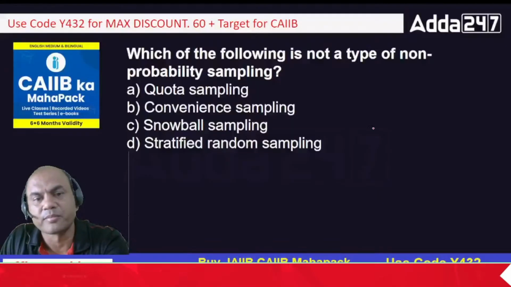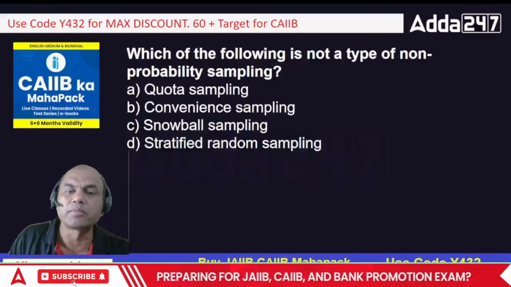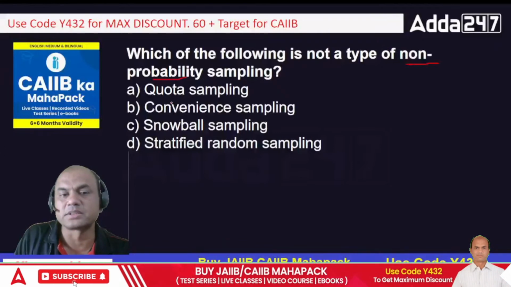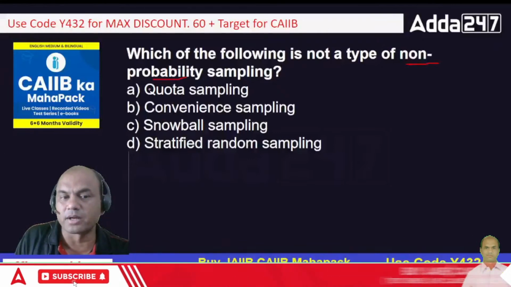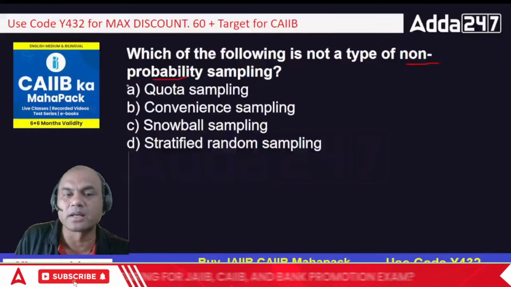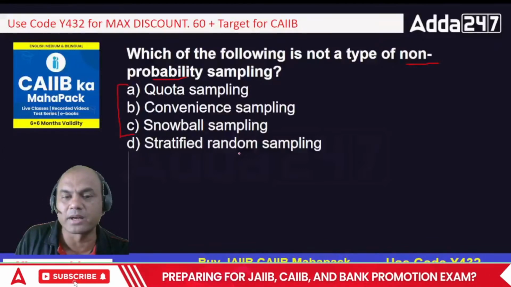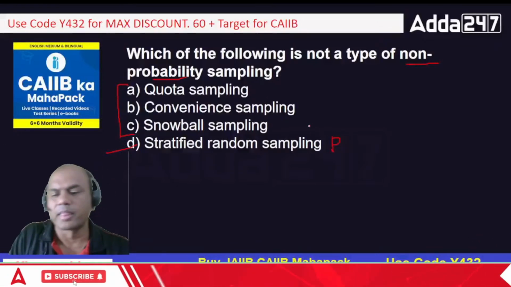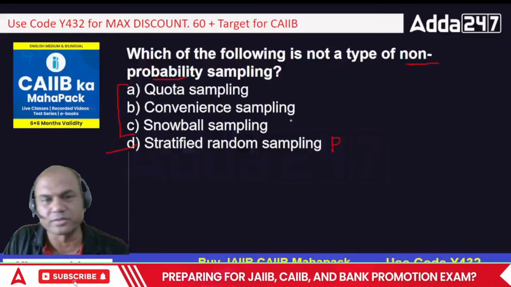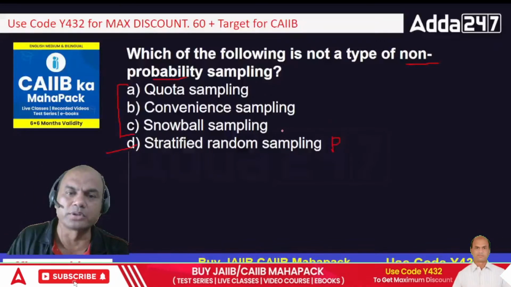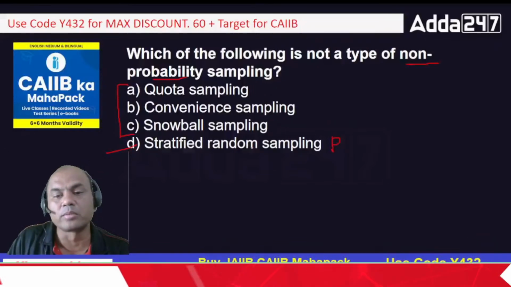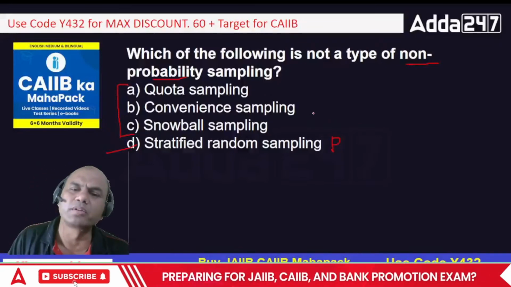So coming back, which of the following is not the type of non-probability? Just now we saw the names. Quota, convenience, snowball, all these are non-probability. But stratified random sampling is not a part of non-probability. That is a part of probability. Just now I showed you. Pause the video, go back and search. So this is the type of non-probability sampling. Someday else we will do the full topic of probability and non-probability sampling.